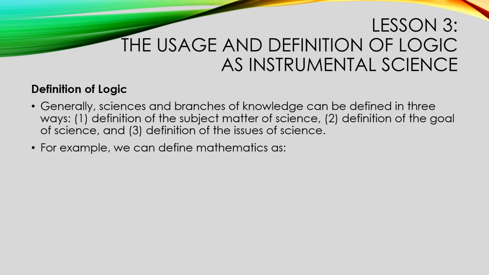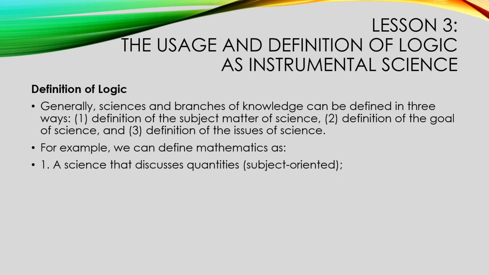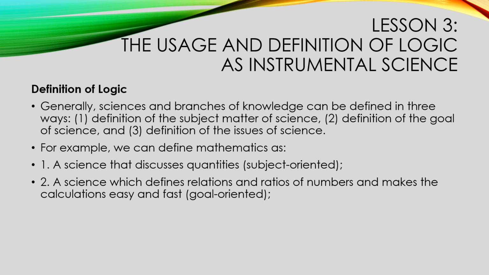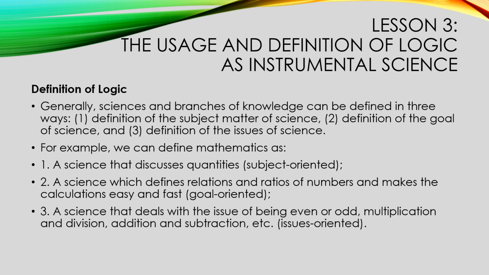For example, we can define mathematics as, one, a science that discusses quantities, meaning it is subject-oriented. Two, a science which defines relations and ratios of numbers and makes the calculations easy and fast. This definition of mathematics is goal-oriented. It focuses on the goal of the science. Number three, a science that deals with the issues of being even or odd, multiplication and division, addition and subtraction, etc. So this definition is obviously issues-oriented.